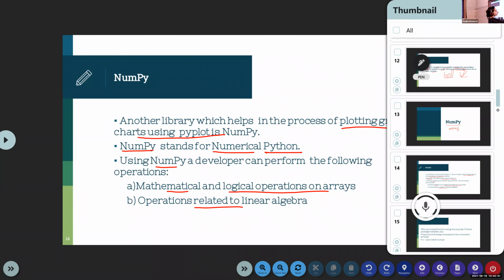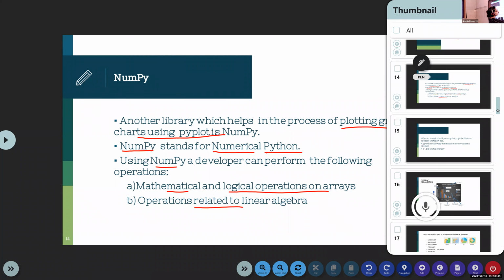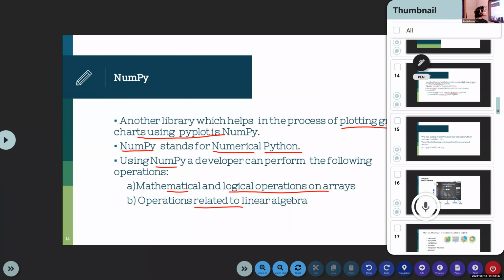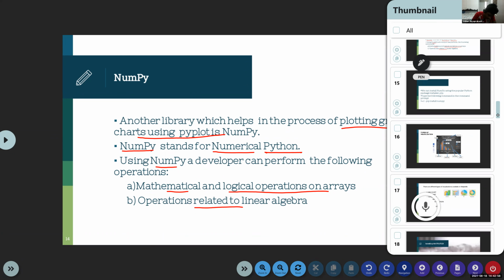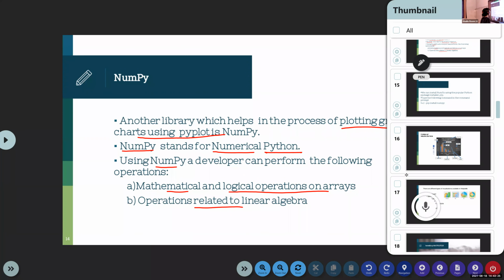When you do the program, you will get the correct concept regarding this. Is it over? No, ma'am. Okay, right. So this is NumPy, which stands for Numerical Python. Again, it is another library which helps in the process of plotting data or charts. Okay, yes.